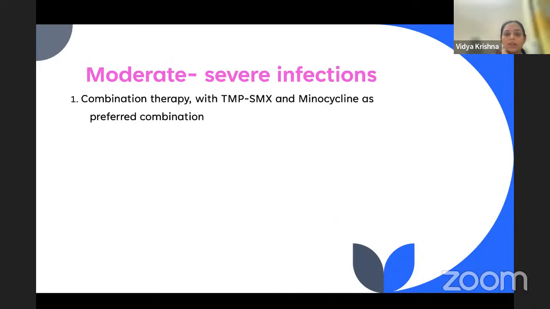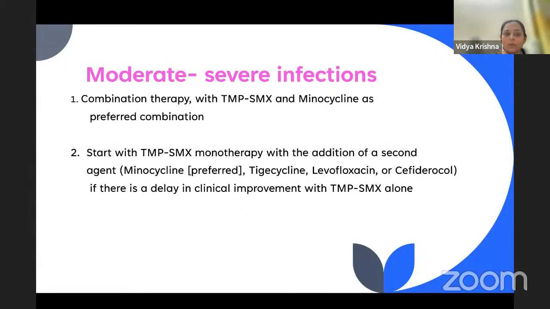Okay. So for moderate to severe infections, usually you can do one of 3 strategies. Either you do an upfront combination with Cotrim and Mino, or you can start with Cotrim. Most of the times, this is what we do. We start with Cotrim, and if the patient is well, we leave it there. Or if not, then we try and add another agent, by which time your sensitivities are back.